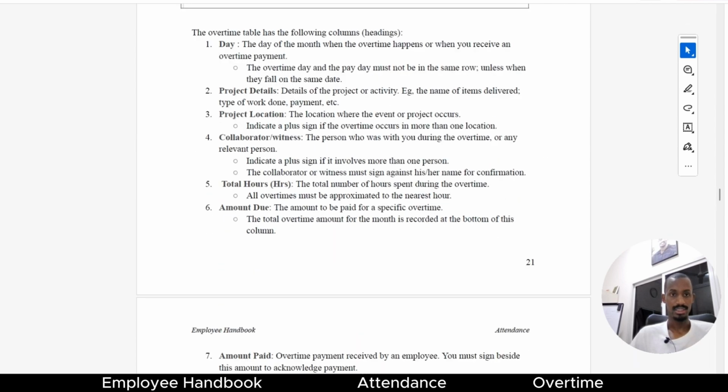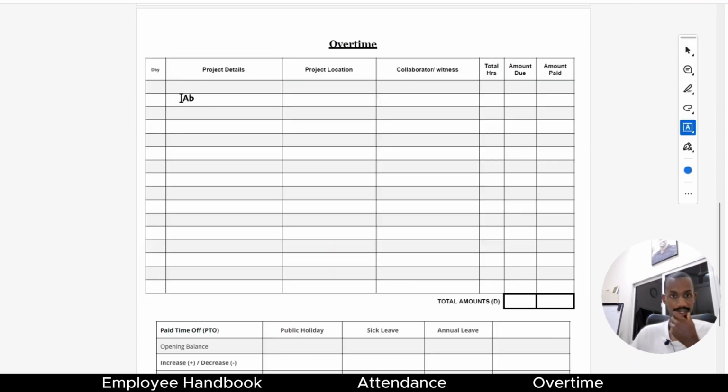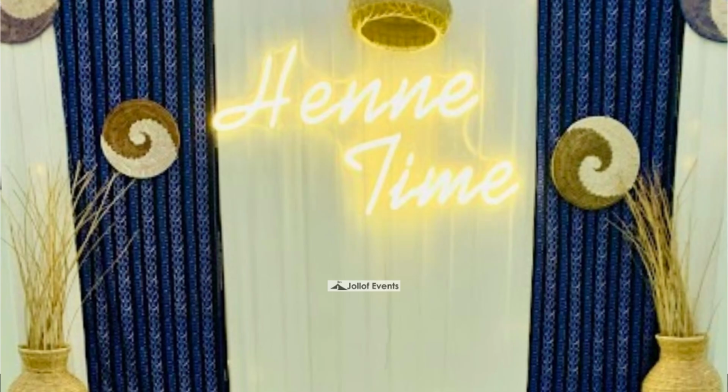So let's get practical here as well. Let's say today is the 7th. I put there the 7th, let me just add the TH. What did I do on the 7th? Probably I did Henna Time. I went to a Henna Time decor. Henna Time is what I did.